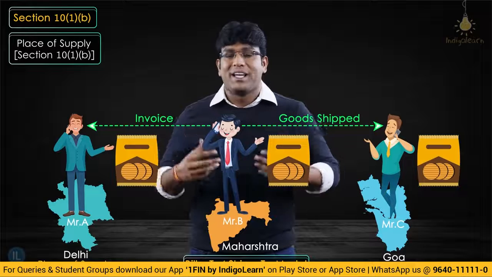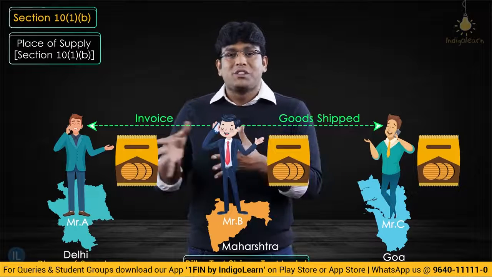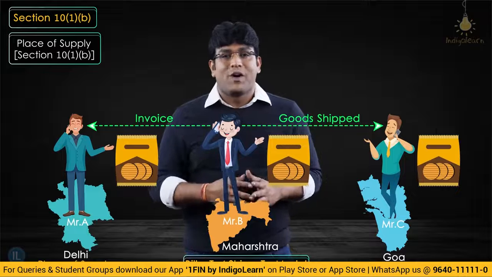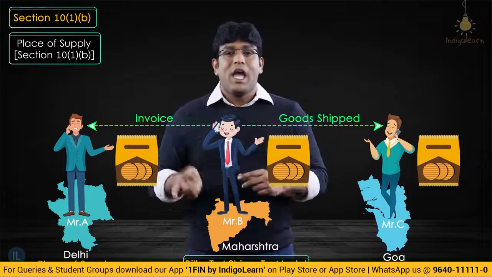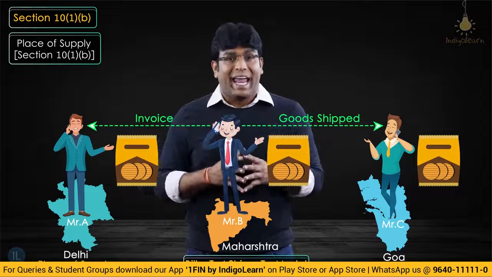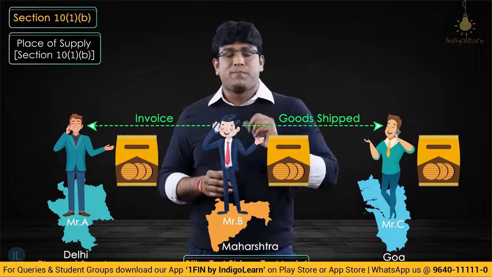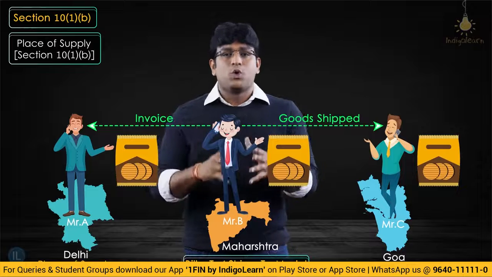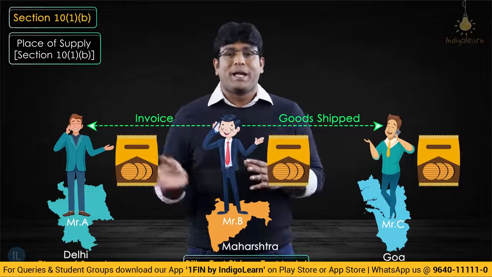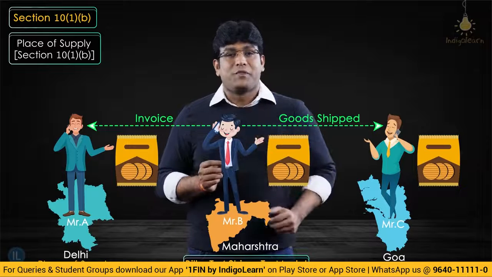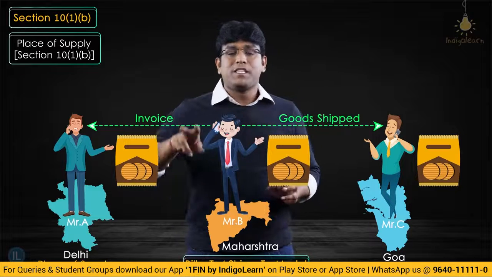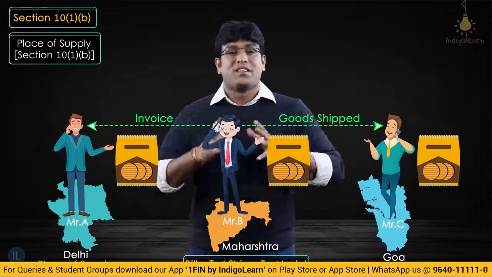Our brain will automatically say Goa, Goa, Goa, because the goods are going to Goa. But the answer is not Goa, the answer is Delhi, because Mr. B has supplied goods to C on the instructions of Mr. A. Section 10(1)(b) specifies that where goods are supplied by a supplier to the recipient on the instructions of a third person, place of supply will be the principal place of business of such third person.